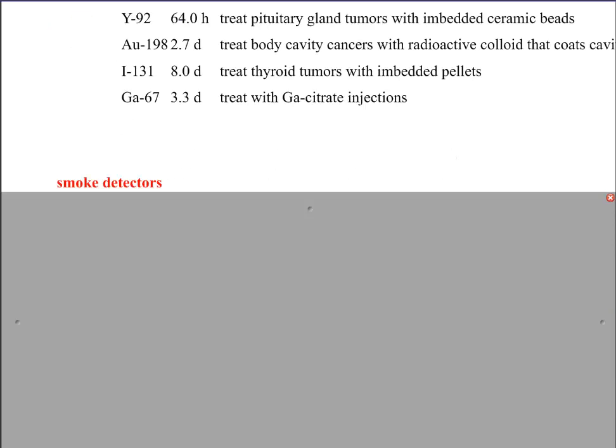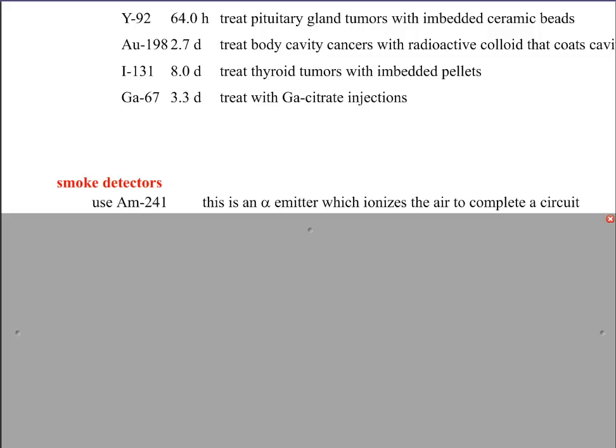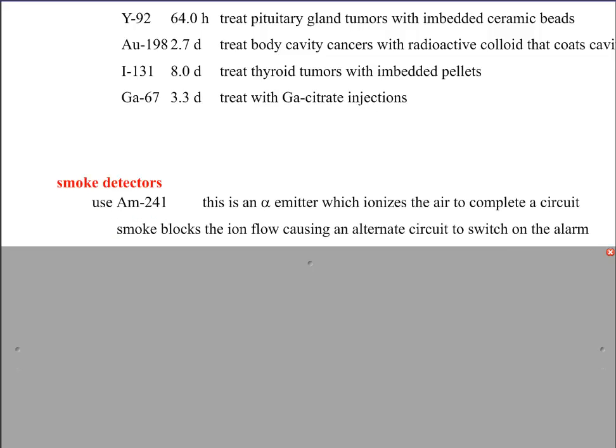Radioactive material is also used in smoke detectors. Smoke detectors use americium-241. Americium is an alpha emitter, so we're emitting large charged particles, and as they travel through the air, they ionize it. So we have this charged column of air between the alpha source and a detector. So essentially what we're doing is completing a circuit. Smoke or steam will block this flow of ions, and what that does is it causes the circuit that's disrupted to be switched off, and the current inside the smoke detector then goes to an alternative circuit. That's the one that causes the alarm to sound.